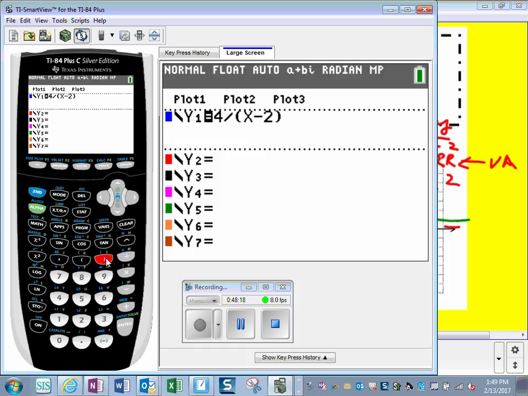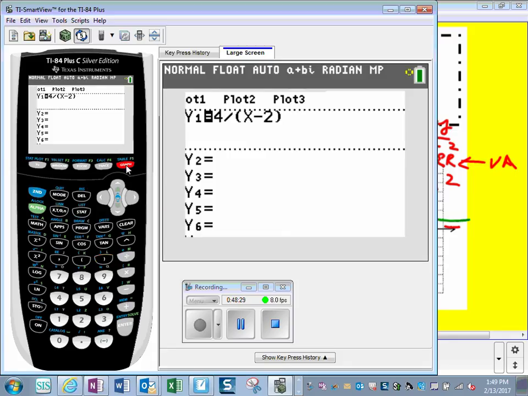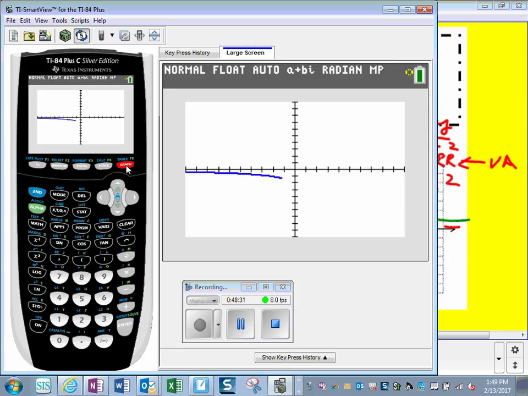Are we still on the problem? Yeah, same problem. So 4 divided by parentheses, x minus 2 in parentheses. Now I graphed it. And this is what I get. So some calculators will show the graph like this. Other calculators will actually show the line, which is the vertical asymptote. But you have to make sure you don't include it as part of your graph.